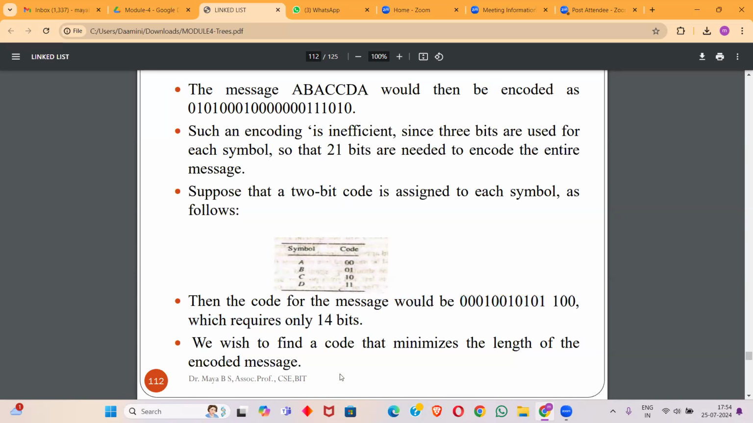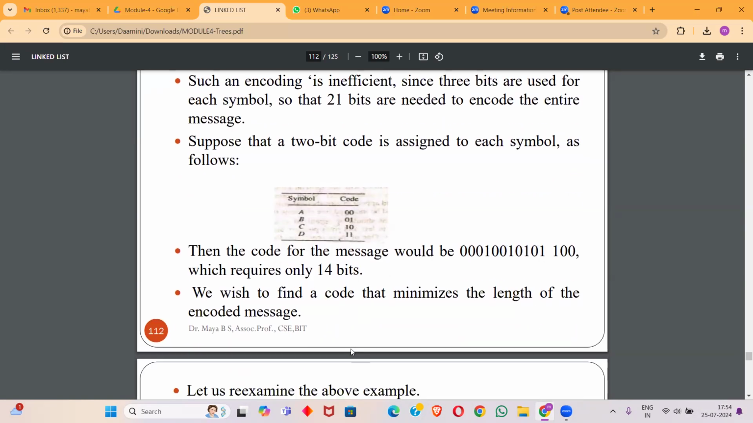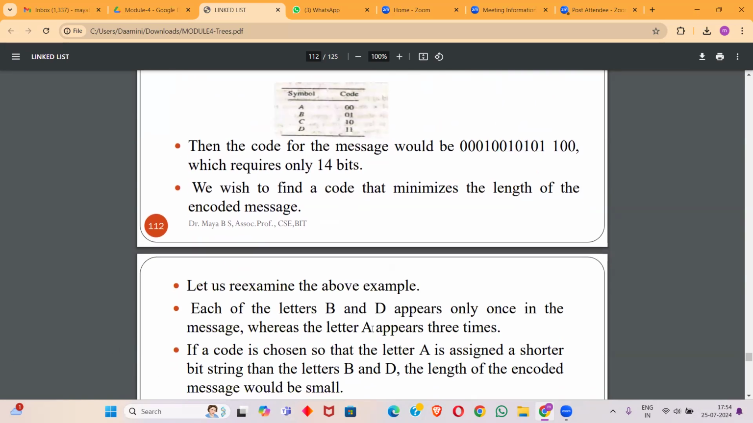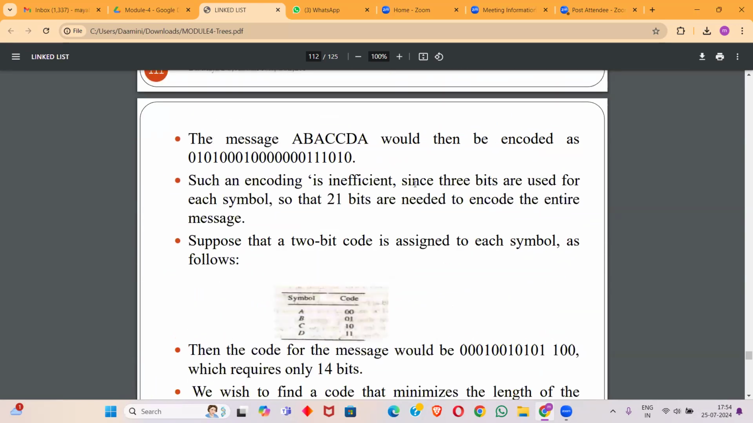We still wish to minimize the length. Is it possible? Then we re-examine the same code in a different way. Instead of fixed length two, for the input A, B, A, C, C, D, we consider the number of occurrences of each letter. That will be taken into account when deciding the code of zeros and ones.